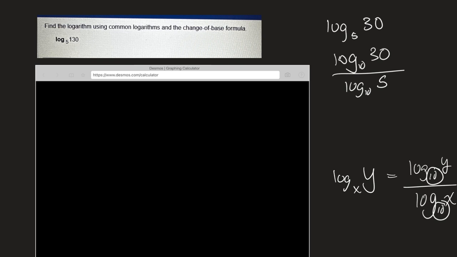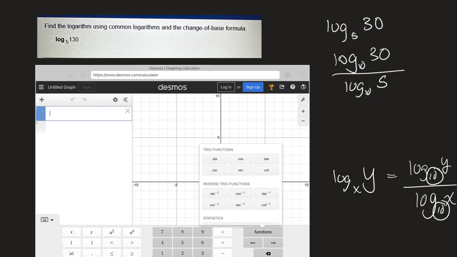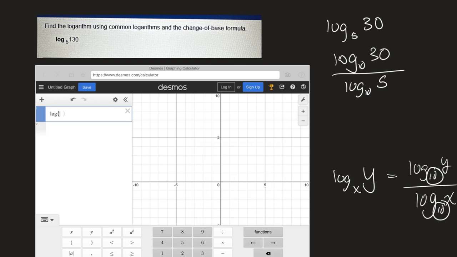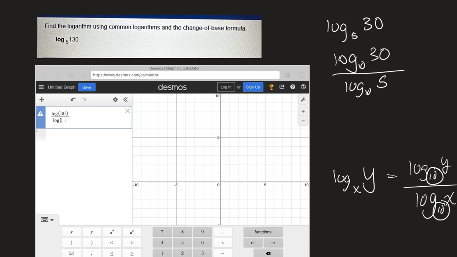So let me fire up decimals here. And so I could go log, where's my log? Log, that's base 10 if it's not written, of 30, close my bracket, divided by log base 10 of 5. So it comes out to 2.11.